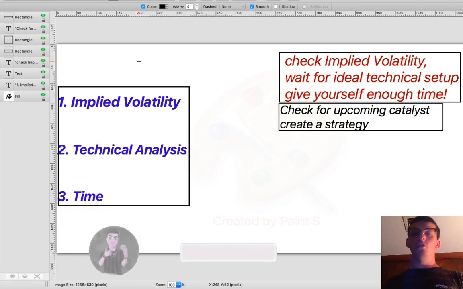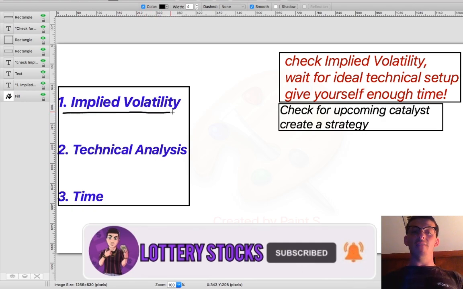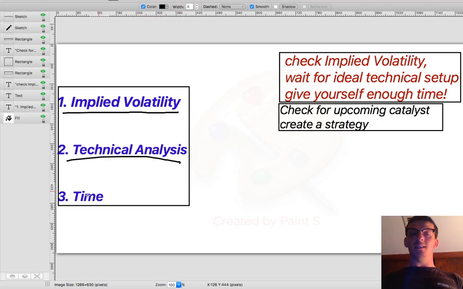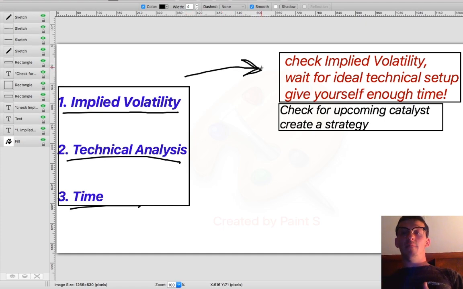Alright guys, so this is going to be a relatively short video. The first thing we're going to be going over is implied volatility, technical analysis, and then time. Okay, now this is going to be a three-step process, and it's going to be pretty simple. Now the three-step process is this. If you look over at this box, it's going to say check implied volatility.